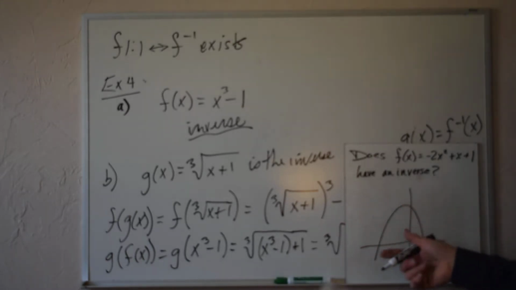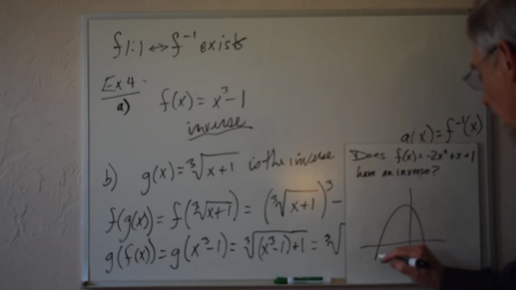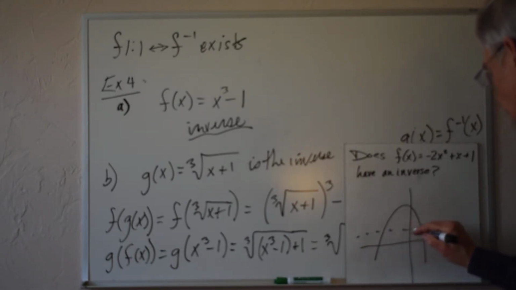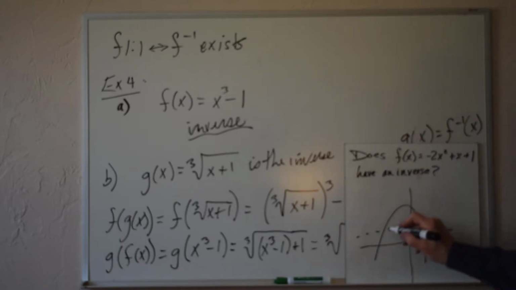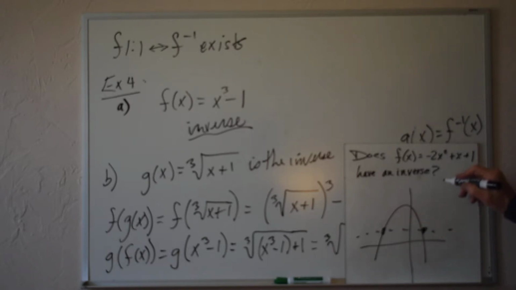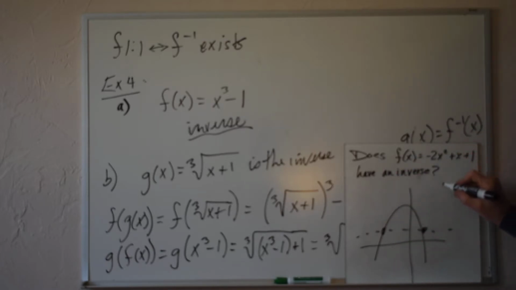Now, I don't know where it is. I just randomly drew it. But I know that since it's a parabola, it's easy to find a horizontal line that hits the curve in two places. So therefore, this is not a one-to-one function, and therefore it cannot have an inverse.